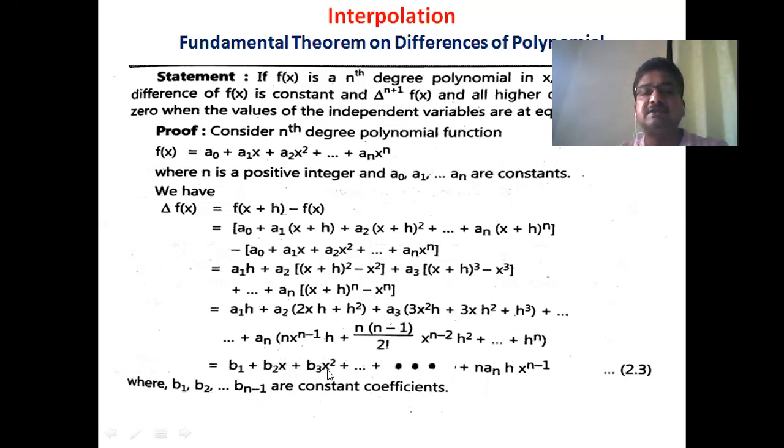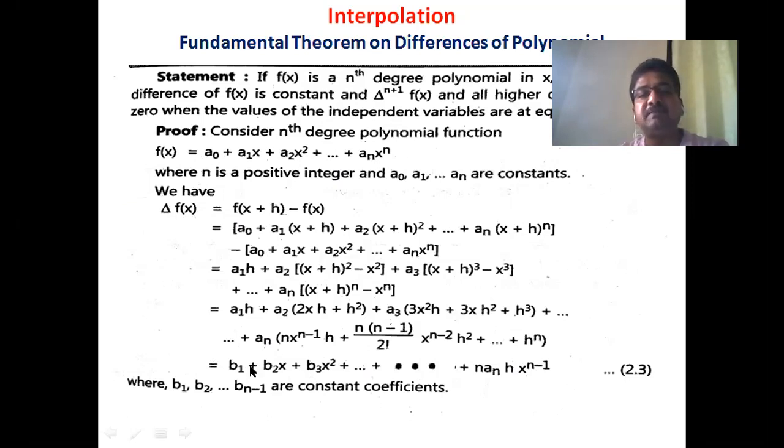So observe this delta fx. This is again a polynomial in x of degree n minus 1. fx is a polynomial of degree n. Delta fx is a polynomial of degree n minus 1. That is, the degree of the polynomial is reduced by 1. So similarly, if you find delta square fx, then it is a polynomial of degree n minus 2. In this way, delta cube fx is a polynomial of degree n minus 3. In this way, we have to find delta raised to n fx.